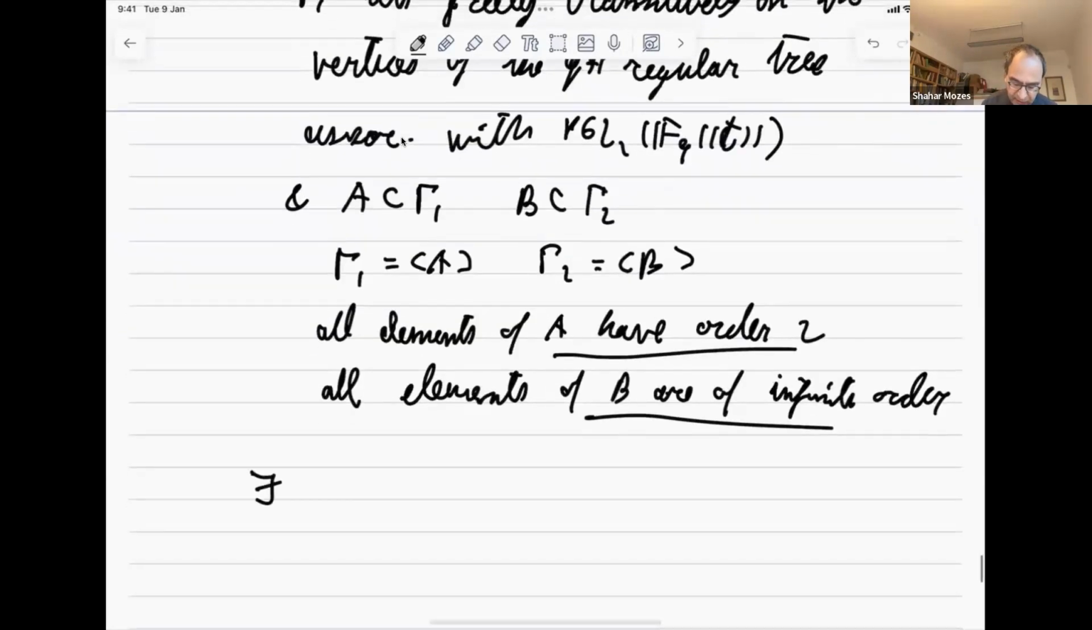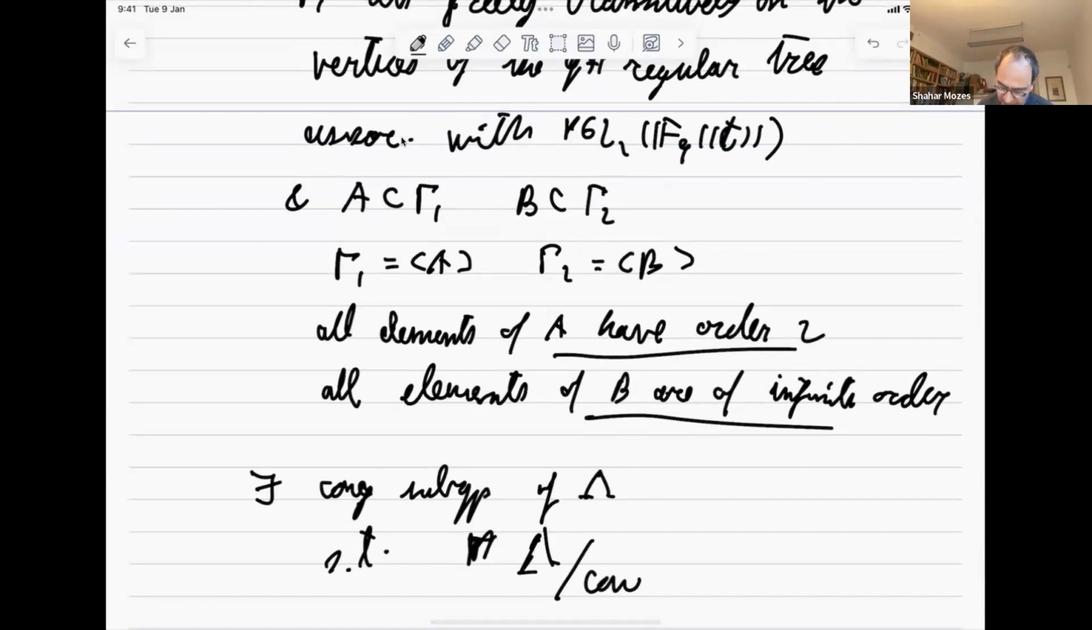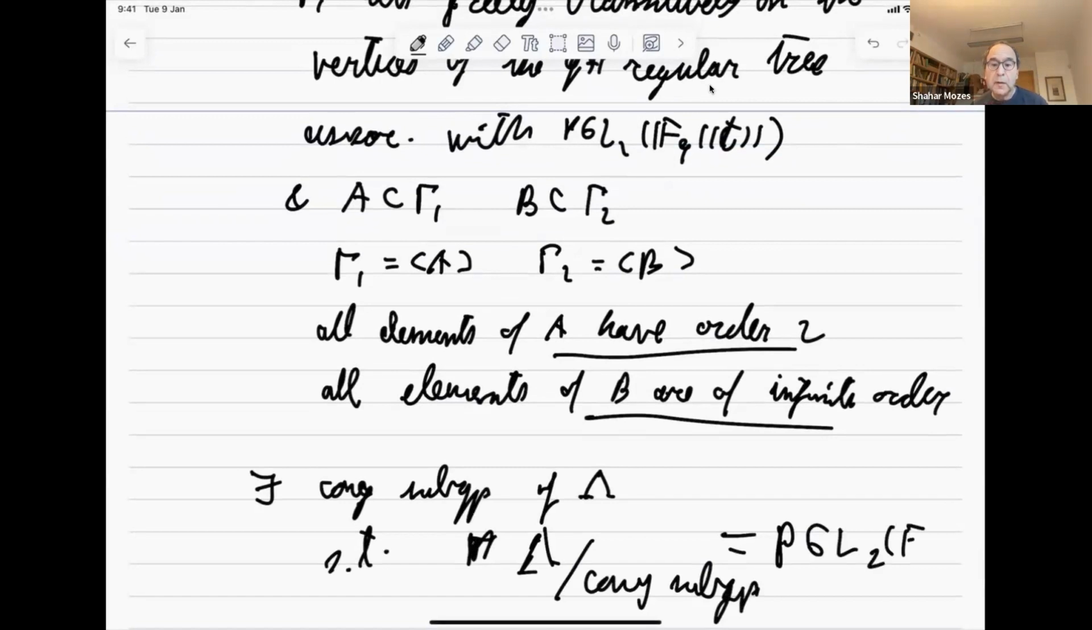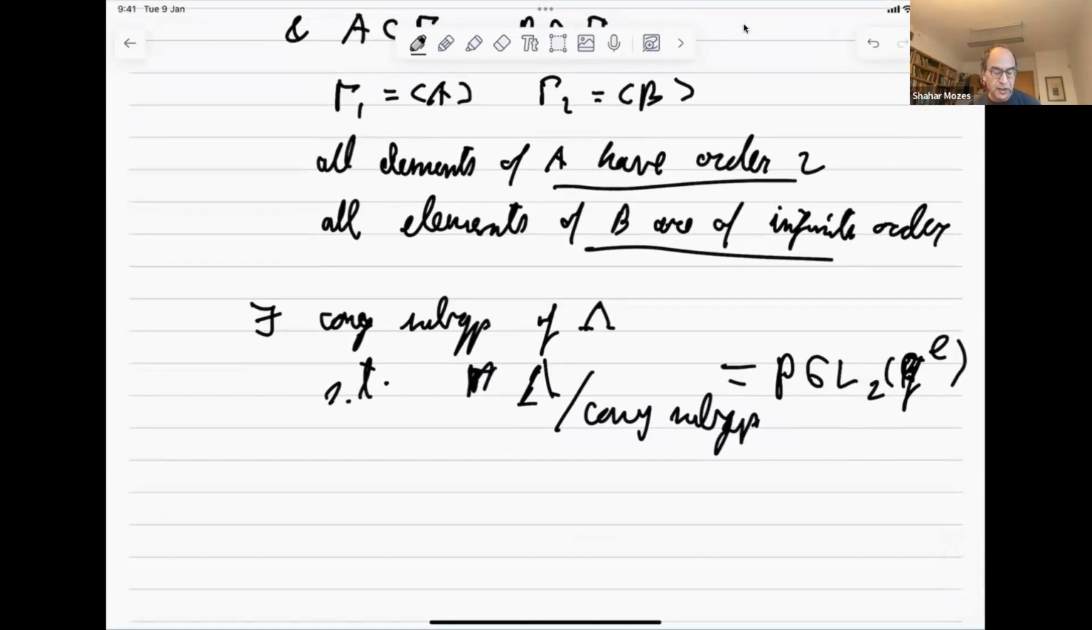In such a way that there exist congruence subgroups of lambda, so that if you look at the quotients of lambda modulo these congruence subgroups, you get PGL2, or actually PSL2 of F_{q^e}, finite groups of matrices over the field of q to the e elements.